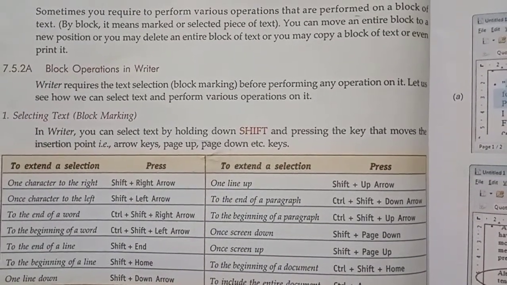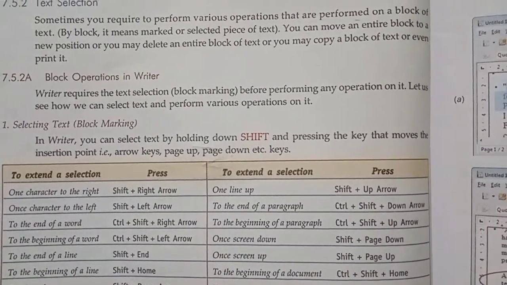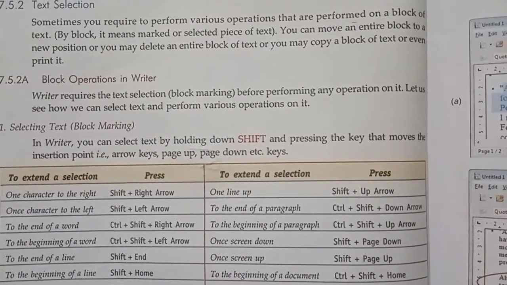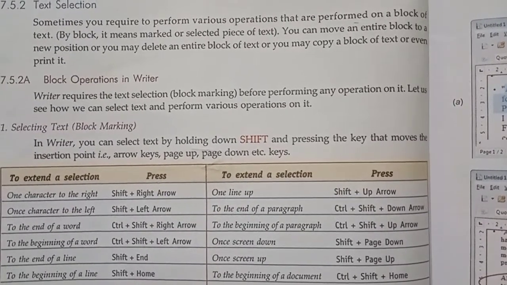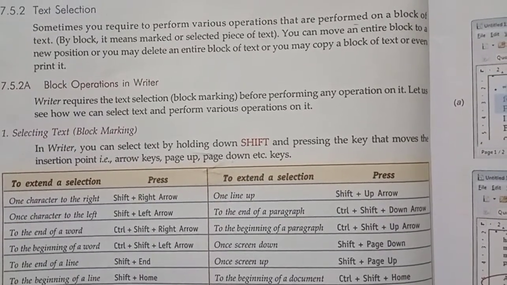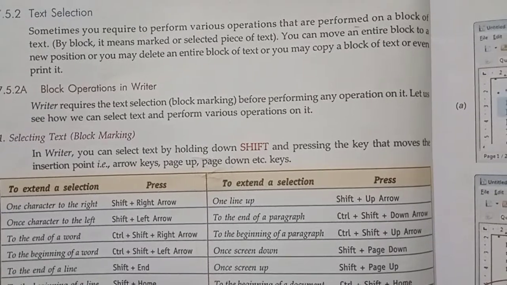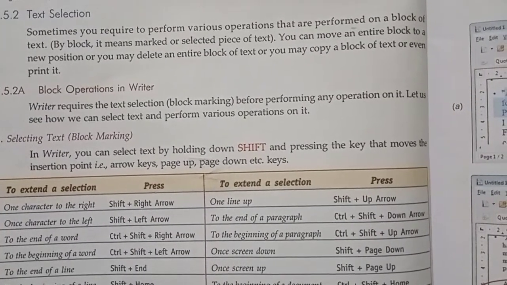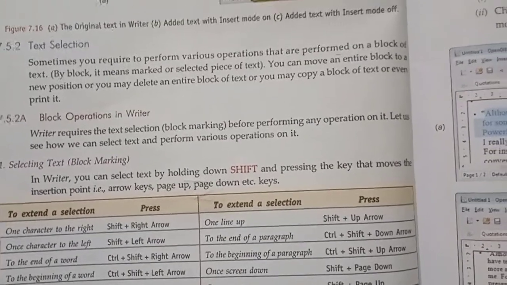Shift plus right arrow means we can select one character to the right. Shift plus left arrow means we can select one character to the left. Shift plus control plus right arrow means we can select one full word. I will show an example.